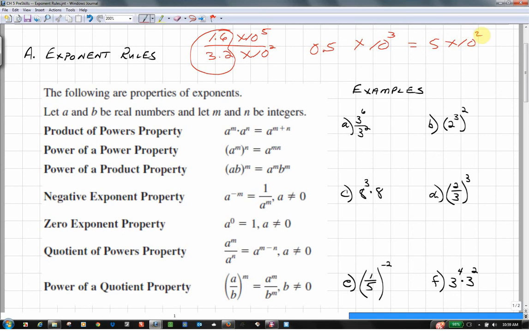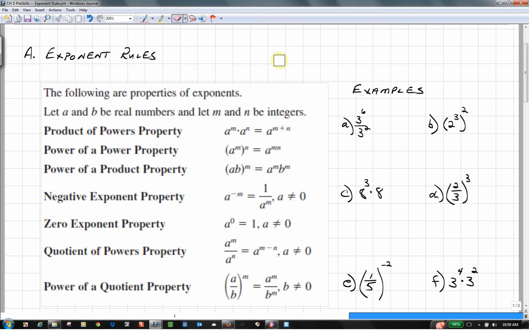So remember, on the exponent things, the bases stay the same and the exponents do whatever they need to do. On number parts, you just simply treat them like you do numbers. Okay, so let's go ahead and go over the exponent rules quickly. And then I'll work out quite a few problems.